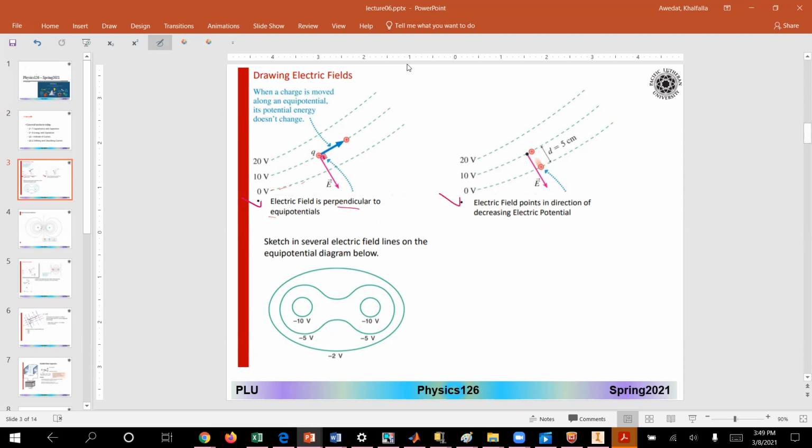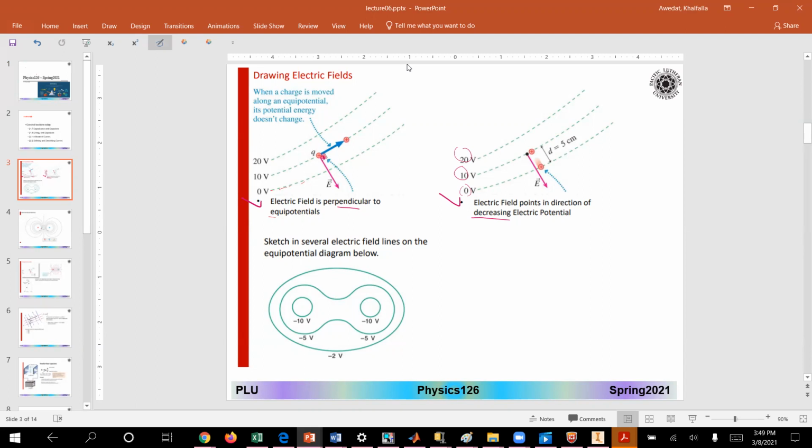the electric field points in the direction of decrease of electric potential, which means that to identify the direction of the electric field, I am just looking for where the electric potential value is decreasing. So the decreasing electric potential is the way to identify the direction of the electric field.